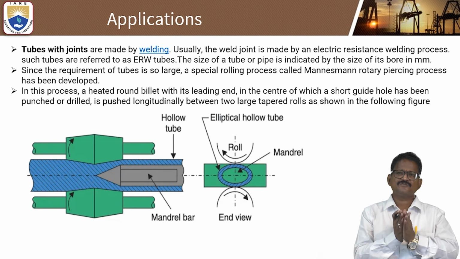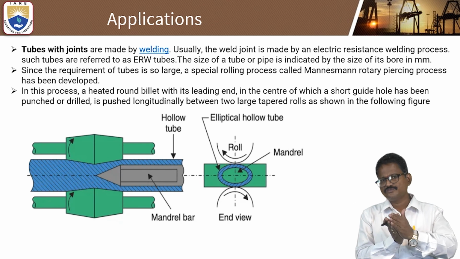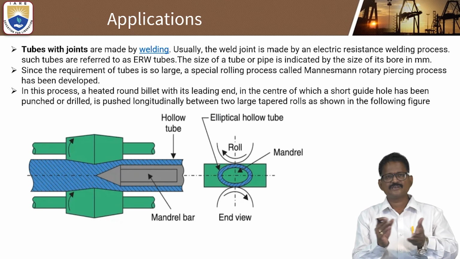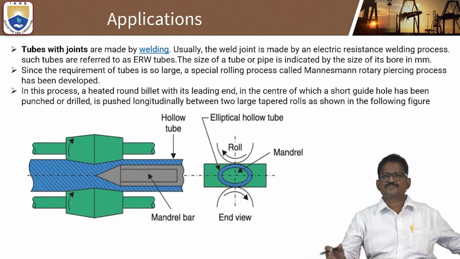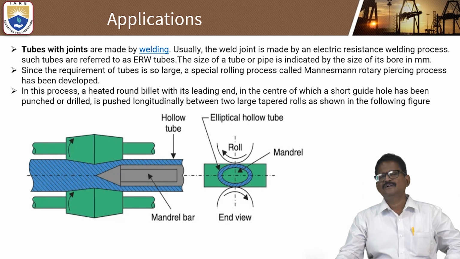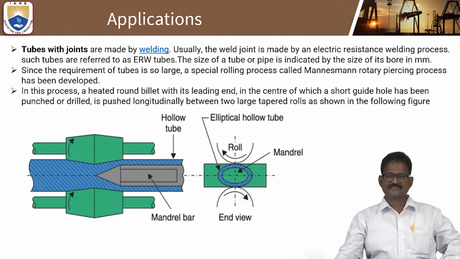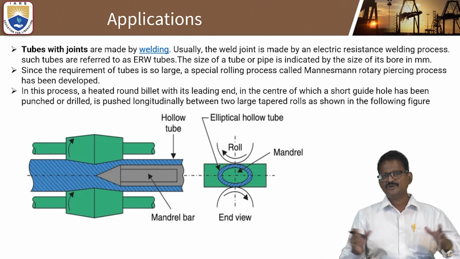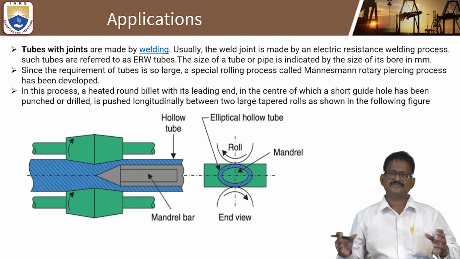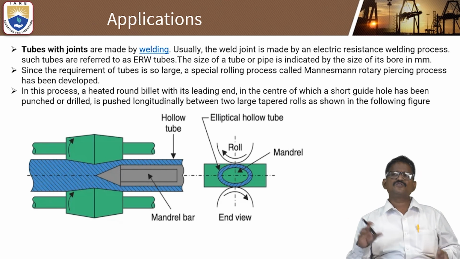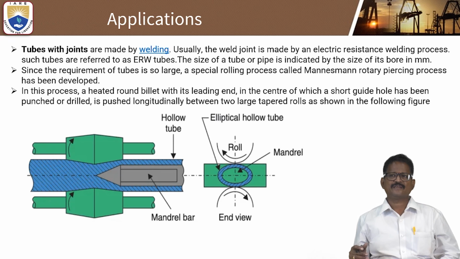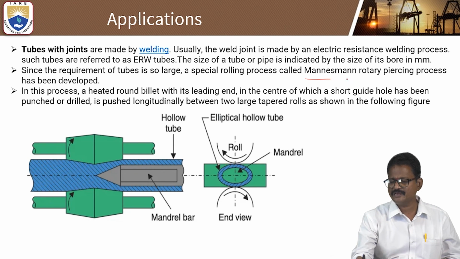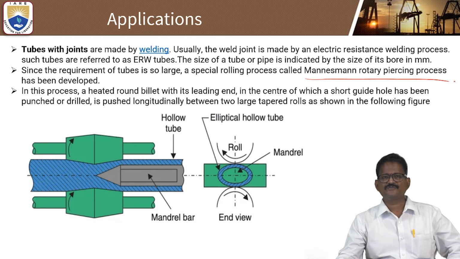And since the requirement for tubes is so large, suppose the tubes are very large, such as sewers for water or canals, a special rolling process is used. The rotary piercing process has been developed. When you want large-scale tube preparation, the special rolling process called the Mannesmann rotary piercing process is preferred for large tubes.